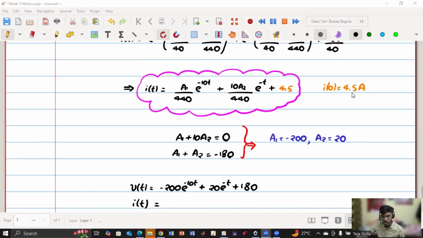So I of 0 is 4.5 amperes, right? First, substitute t equals 0. On the LHS, you have I of 0, which is 4.5, which gets cancelled with 4.5. Now, because you have put t equals 0, this term will become 1 and this term will become 1. On the RHS side, you have 0. So A1 plus 10A2 by 440 is equal to 0. If I take 440 that side, I have A1 plus 10A2 equal to 0. So I used this expression and then got this expression. Is that clear now, Pranav?